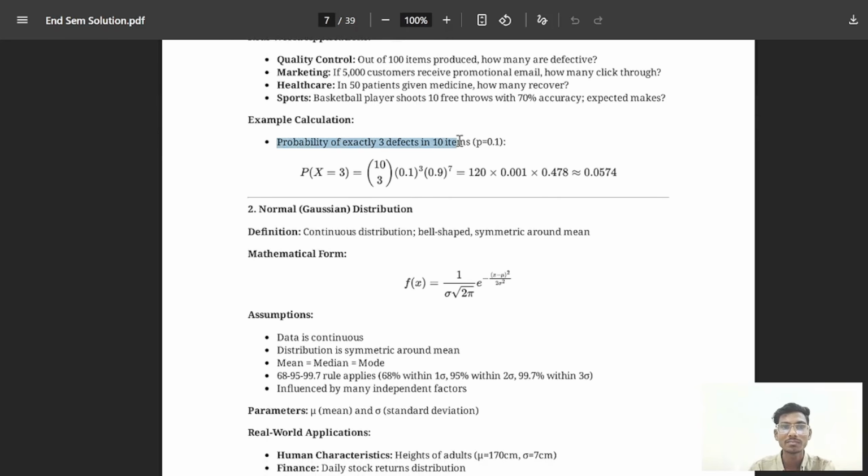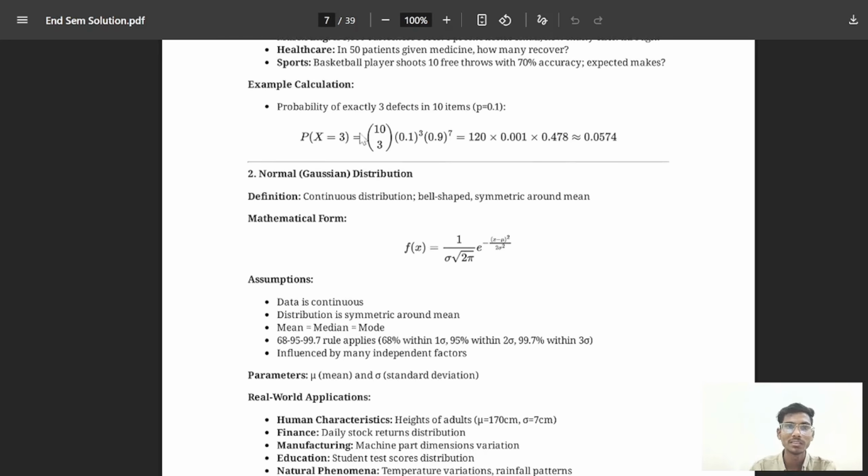Probability of exactly 3 defects in 10 items, P of X equal to 3. 10 is the total n and k is 3. 0.1 power 3, 0.9 power 7. Solve this, we will get the answer is 0.0574. Okay, this is the probability for getting 3 defects in 10 items, 0.0574.